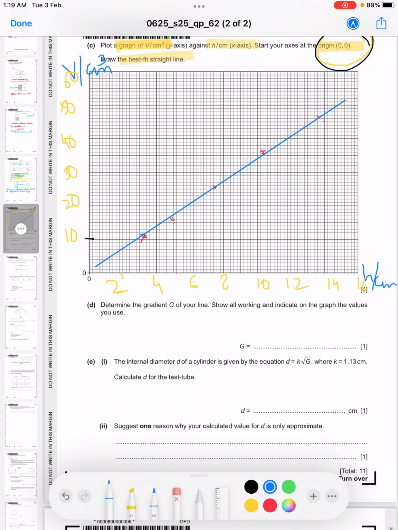In the x-axis, which scale do we take? One big box equals 2 centimeters, and in the y-axis we take one big box equals 10 centimeter cube, right? Scale is mentioned, we label the numbers, we draw the points, and then we make the best fit. I think it's done. Okay, now let's come to question number D.